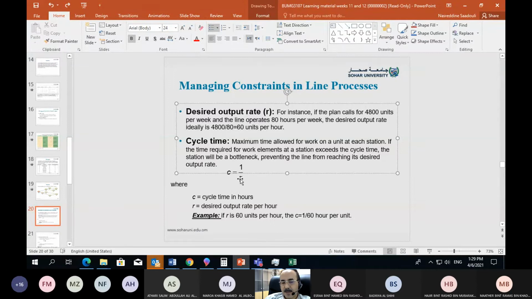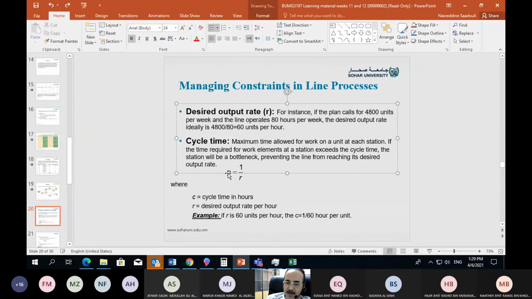Cycle time is the maximum time that it takes in one workstation. The cycle time is really the time between two consecutive units coming out of the process. All right, that's what the cycle time is in general. How do I determine that? Well, we can determine it in the following manner: simply 1 divided by the desired output rate.